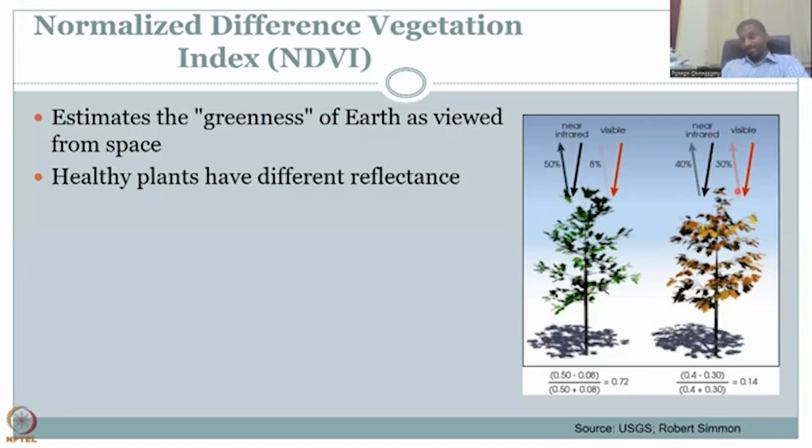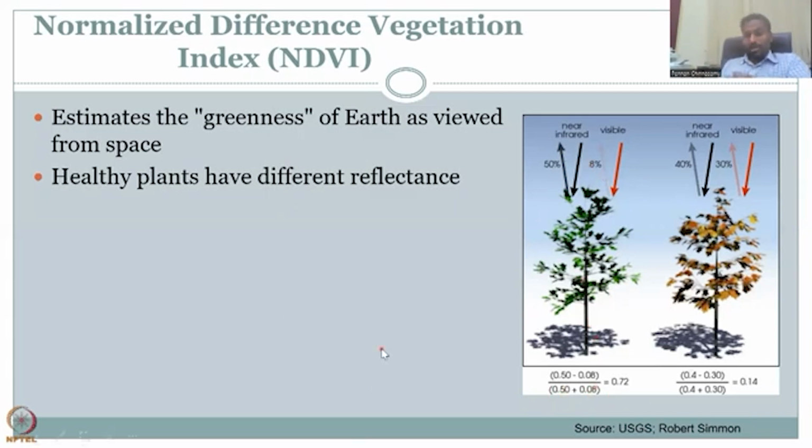Now this difference in the reflectance will be used as a function for estimating the plant health. So look at this. 50% is reflected. This is how the pixel will give you a value of near infrared. If 50% is reflected, the 50% is stored in the pixel. So that pixel value is taken here, 0.5 minus 0.08, 0.5 plus 0.08.